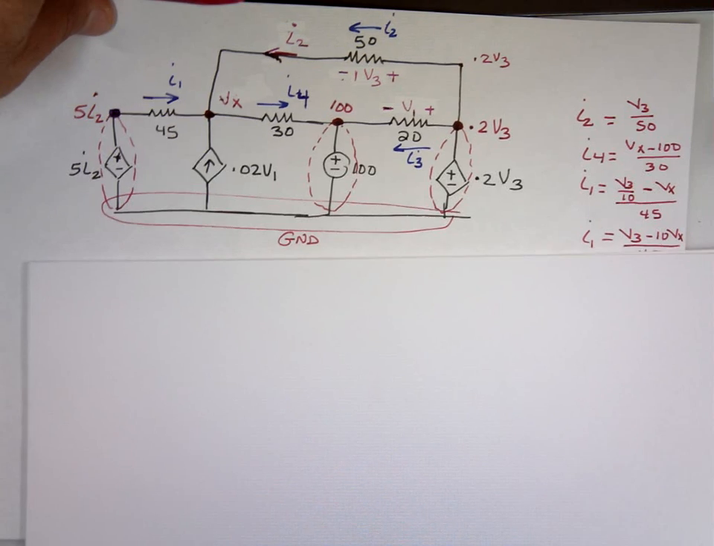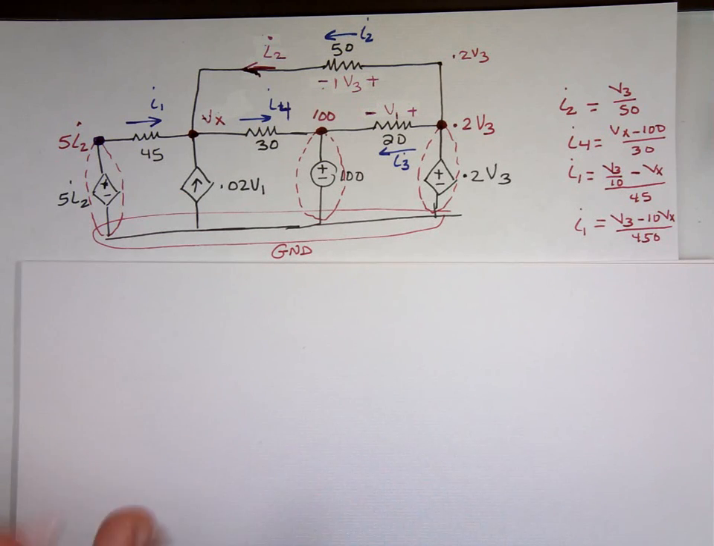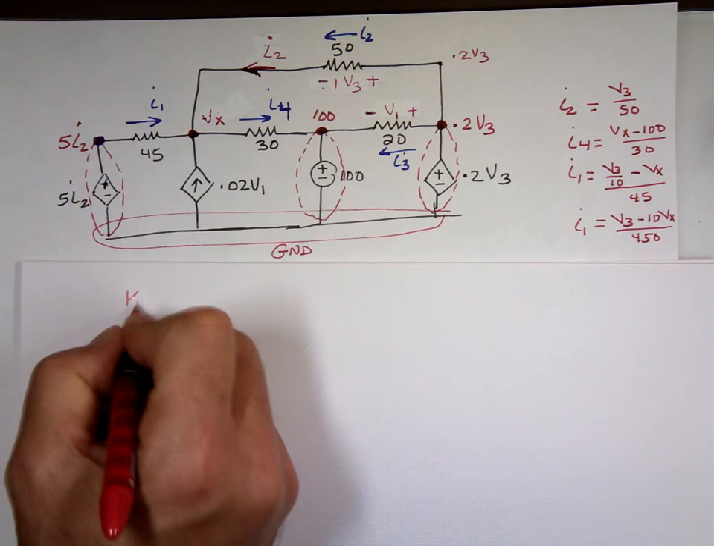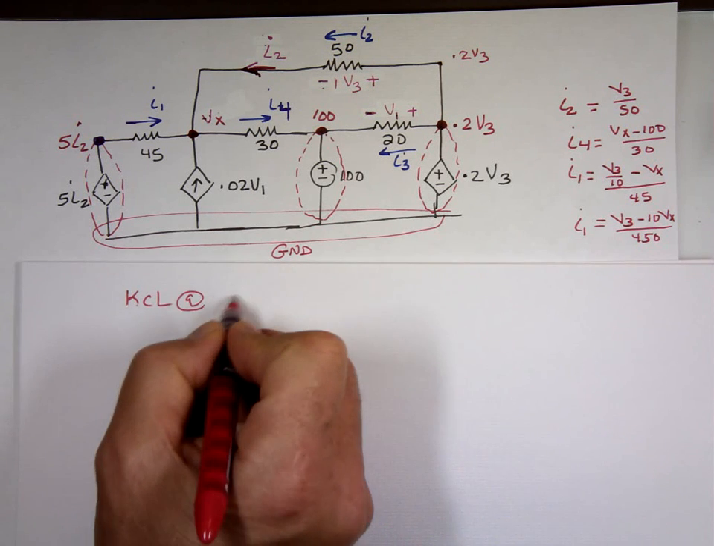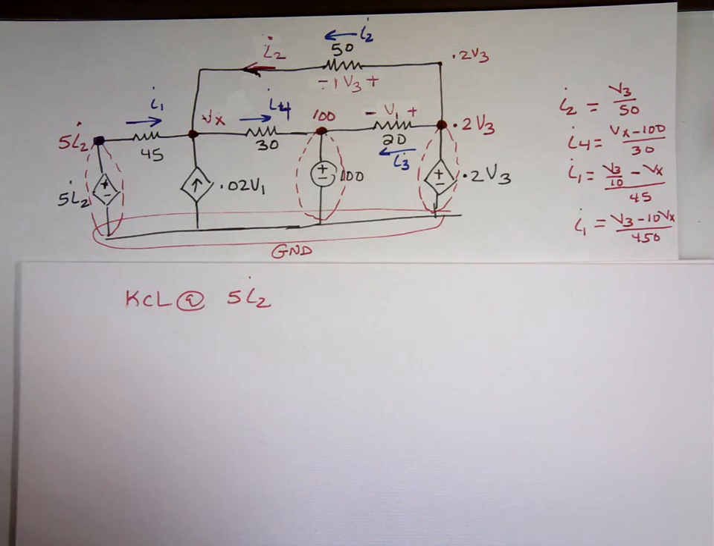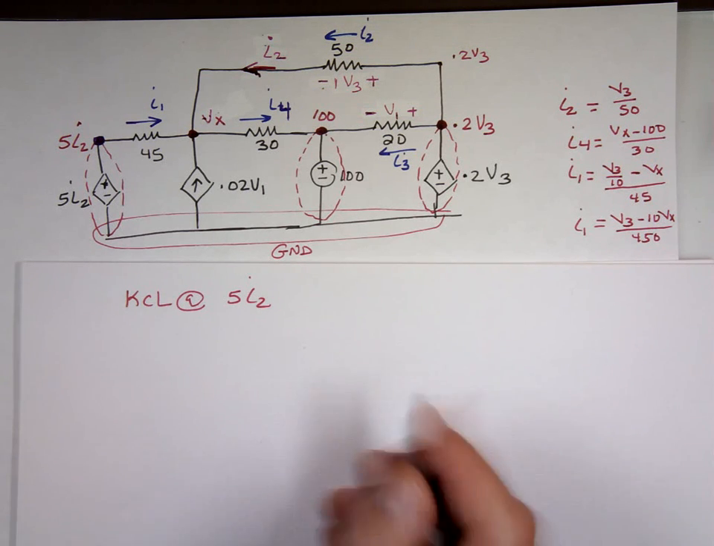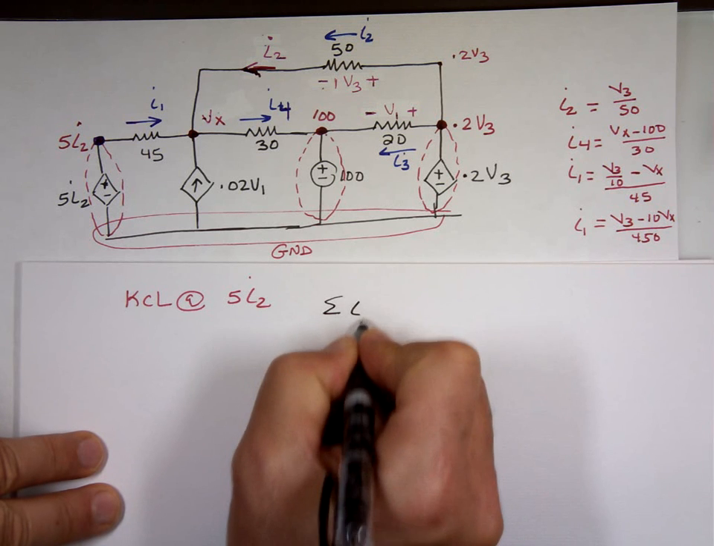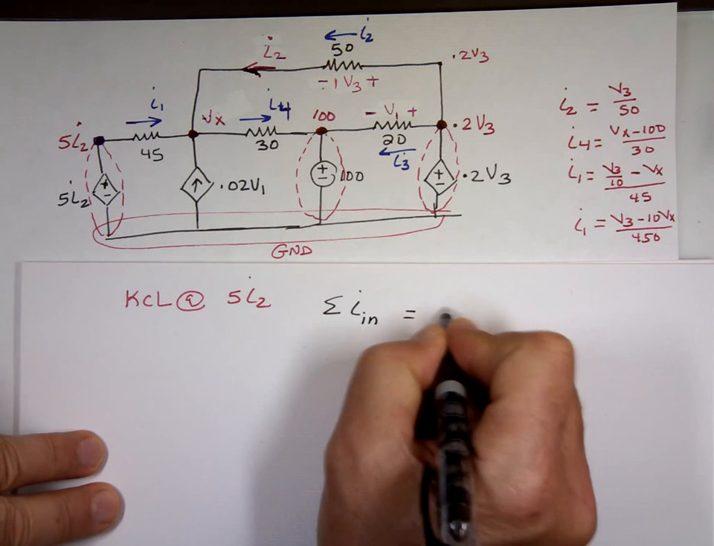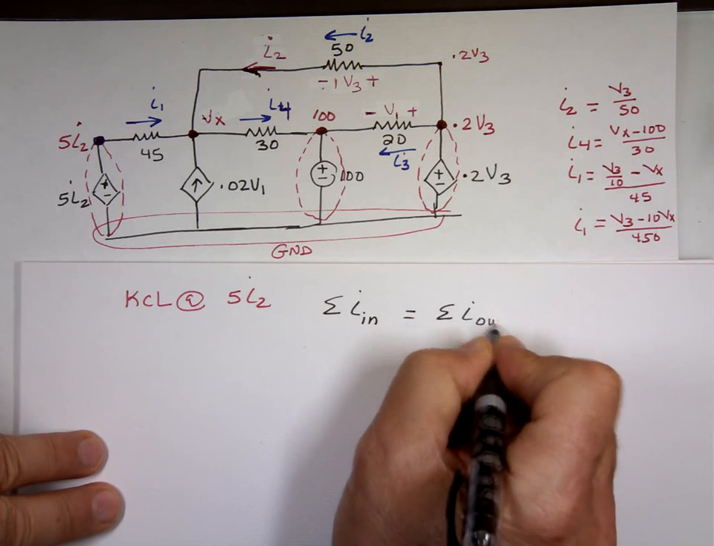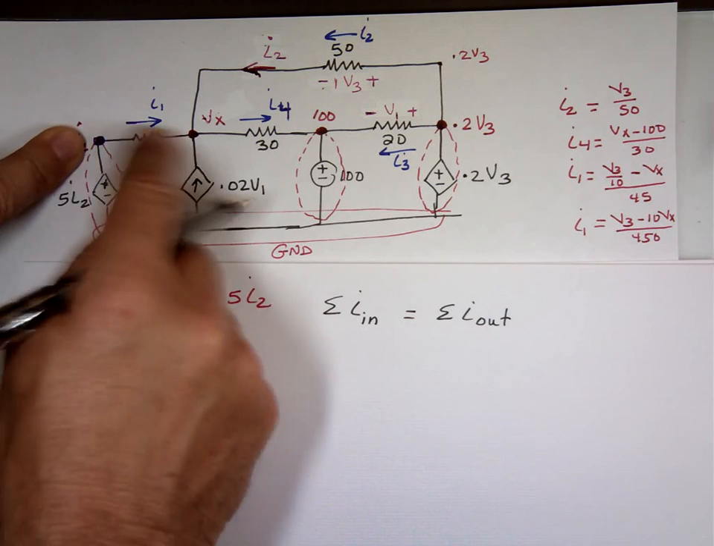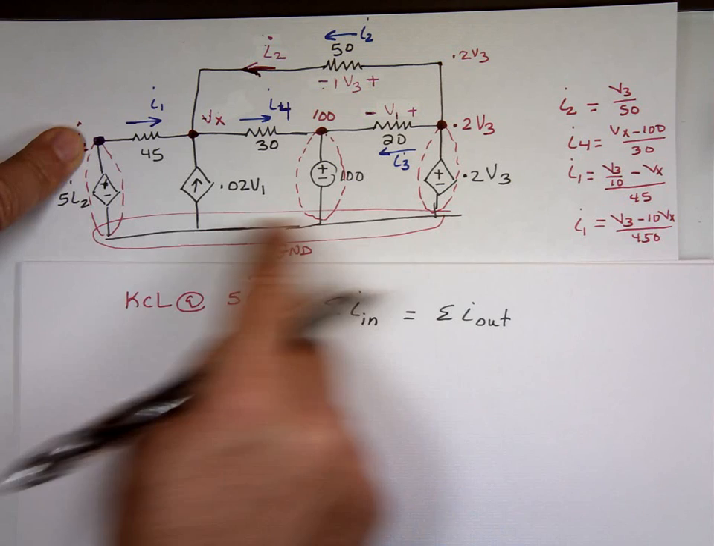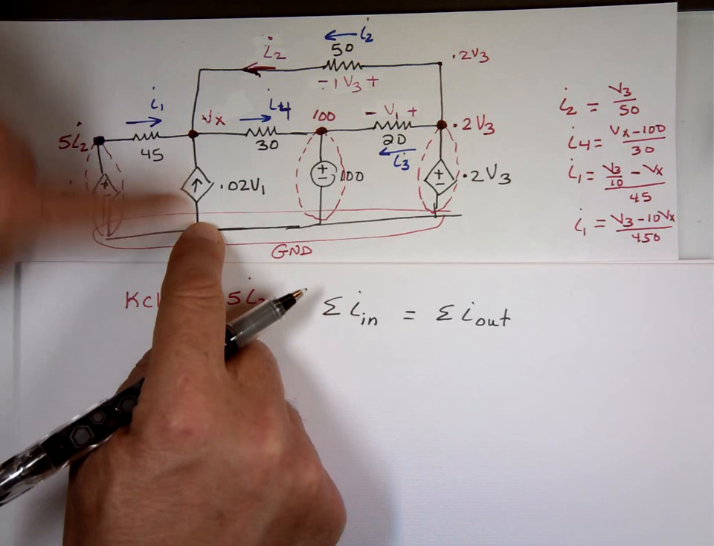So here we go. KCL at 5i sub 2. What's going into that node? And you really have to keep your eyes open here. I'm probably going to need help with it. Now look at that node. Nothing is going in here, but this is the same end. Is anything coming down here? No, that's leaving. So this is the same end as this.